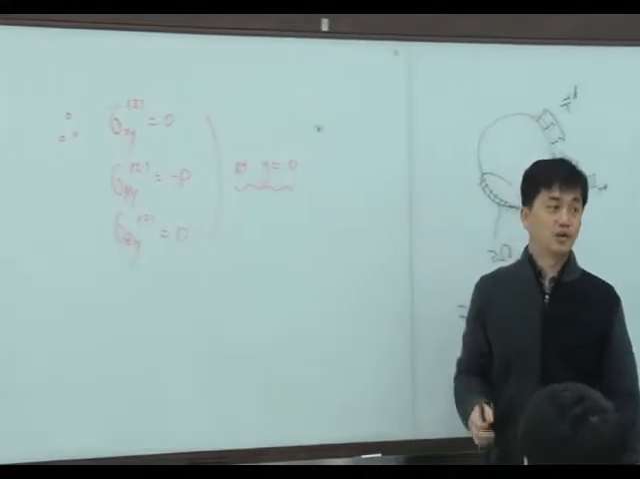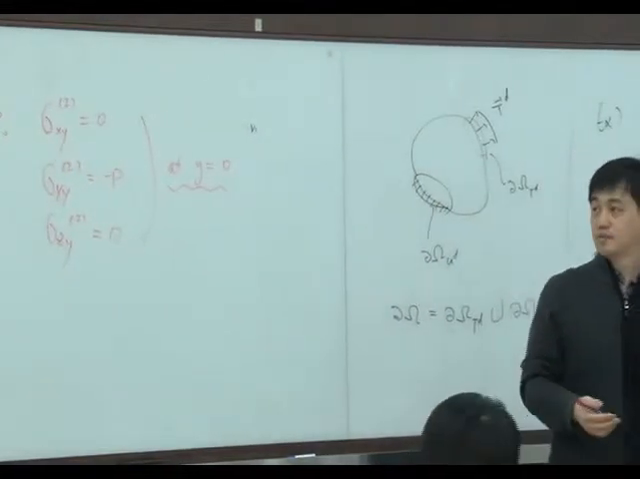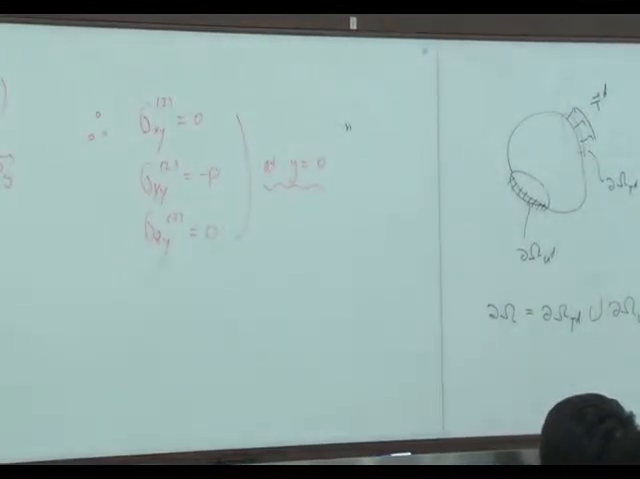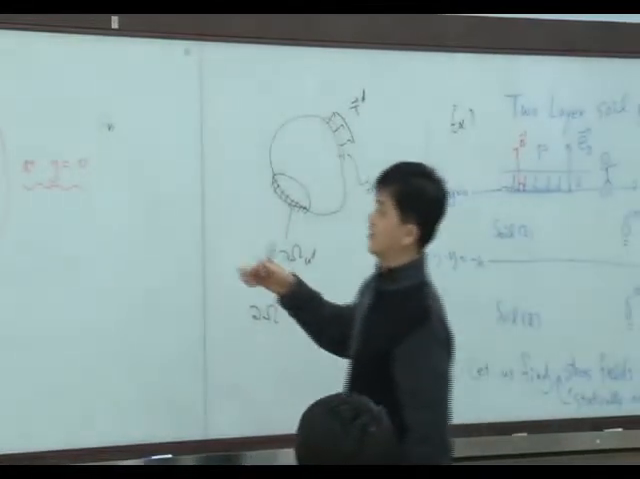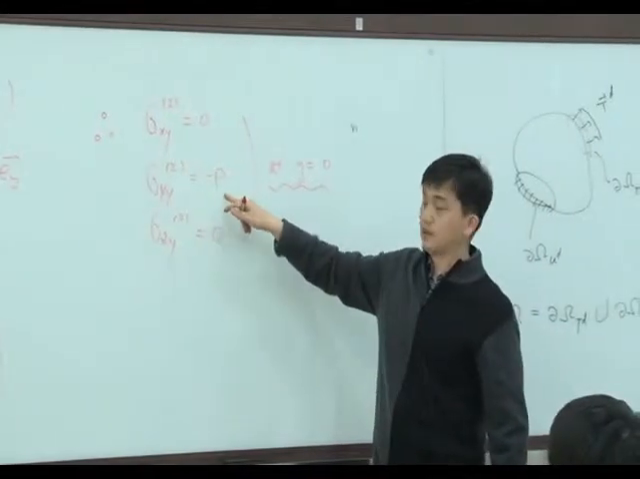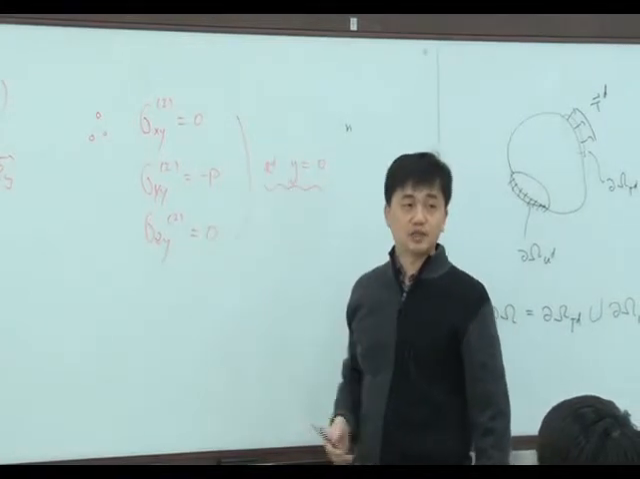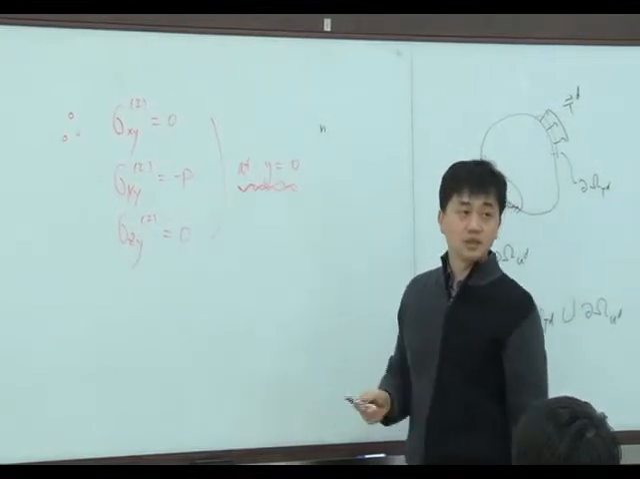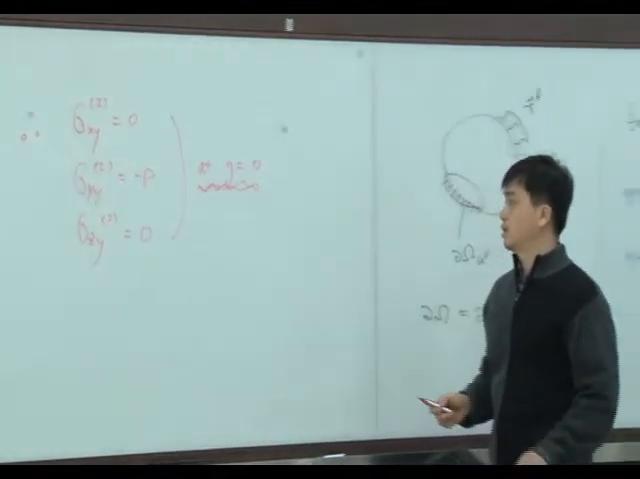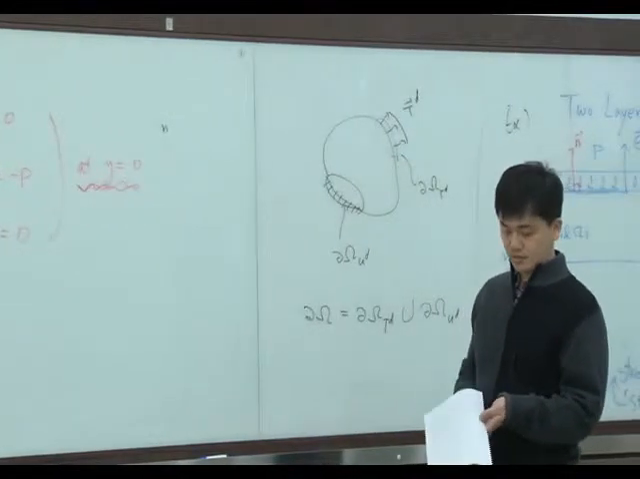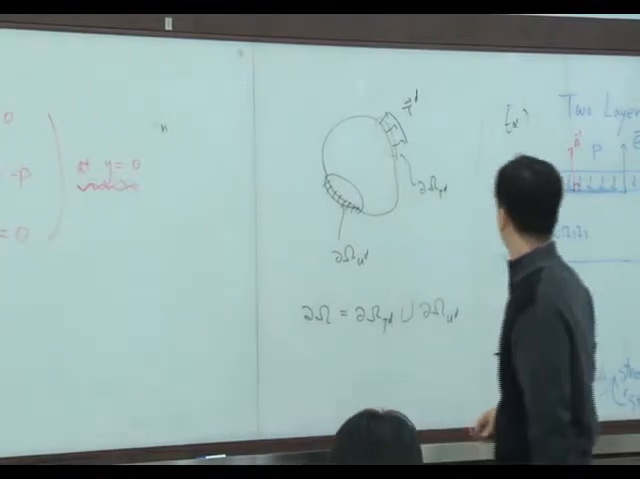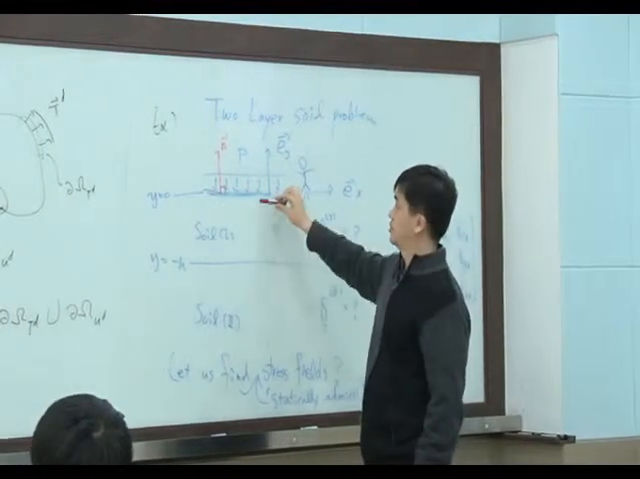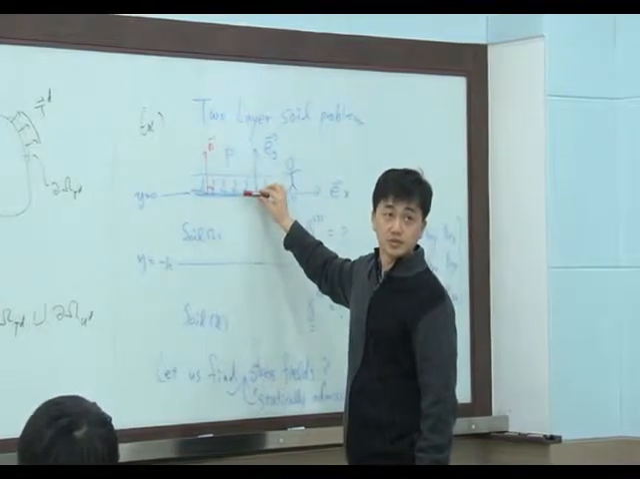At y equal 0. But for other positions, we cannot say stress yy is minus p and xy is 0, right? So this is only the condition when y equals 0. So this comes from the equilibrium equation on the surface. Okay?